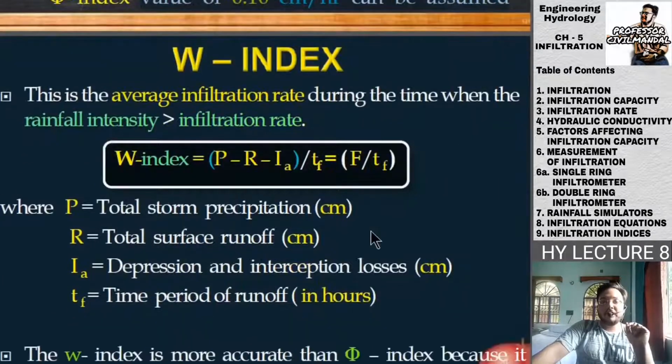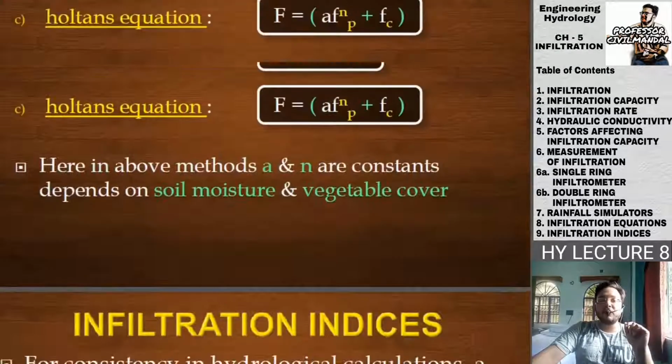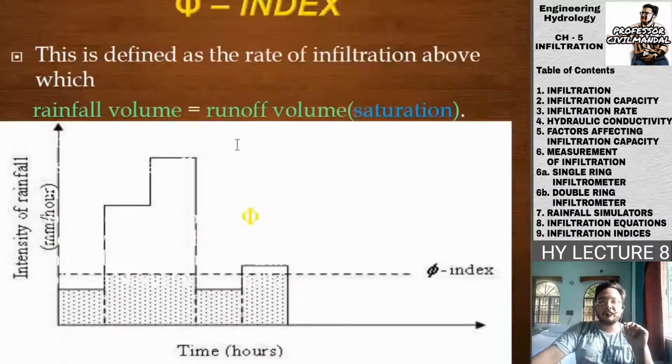Next is the W index, and this is the average infiltration rate during the time when the rainfall intensity is greater than the infiltration rate. So previously phi index was considering the volume. Yeah, phi index was considering the volume.